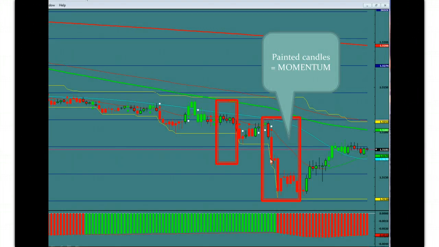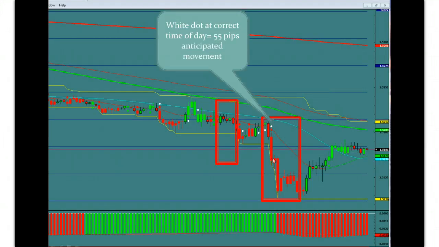All right. Now, when the white dot shows up at the correct time of day, that means it has to be in the first 2 hours of the session. It can't be before the session. It can't be after the session. It has to be in the first 2 hours of the session. The white dot is actually this arrow and painted candle that you see here on a 60-minute chart.